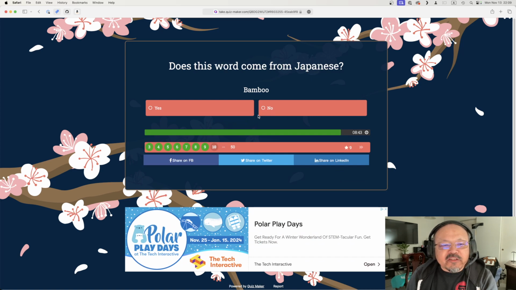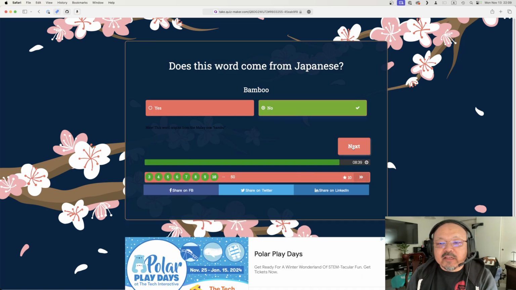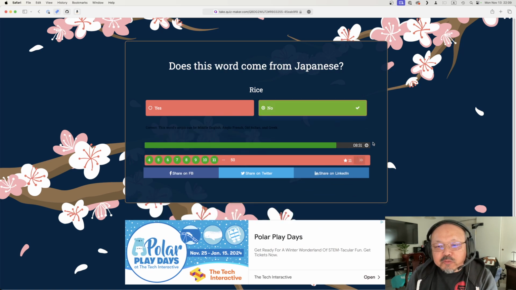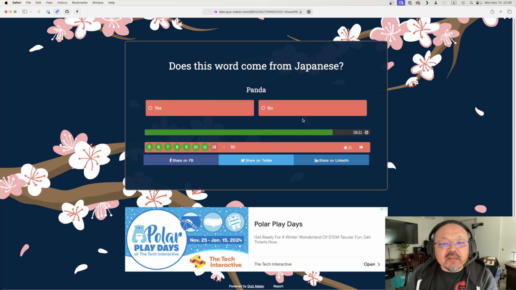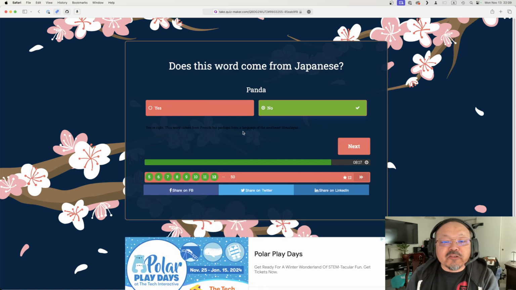Bamboo, no, that's probably Chinese or something. Oh, Malay, okay. Rice, no. In Japanese, it's kome. It can also be bei in the Onyomi reading. Kome in the Kunyomi reading. Anglo, Old Italian, and Greek. Panda? No. Is that Chinese? I don't even know. This word comes from the French.